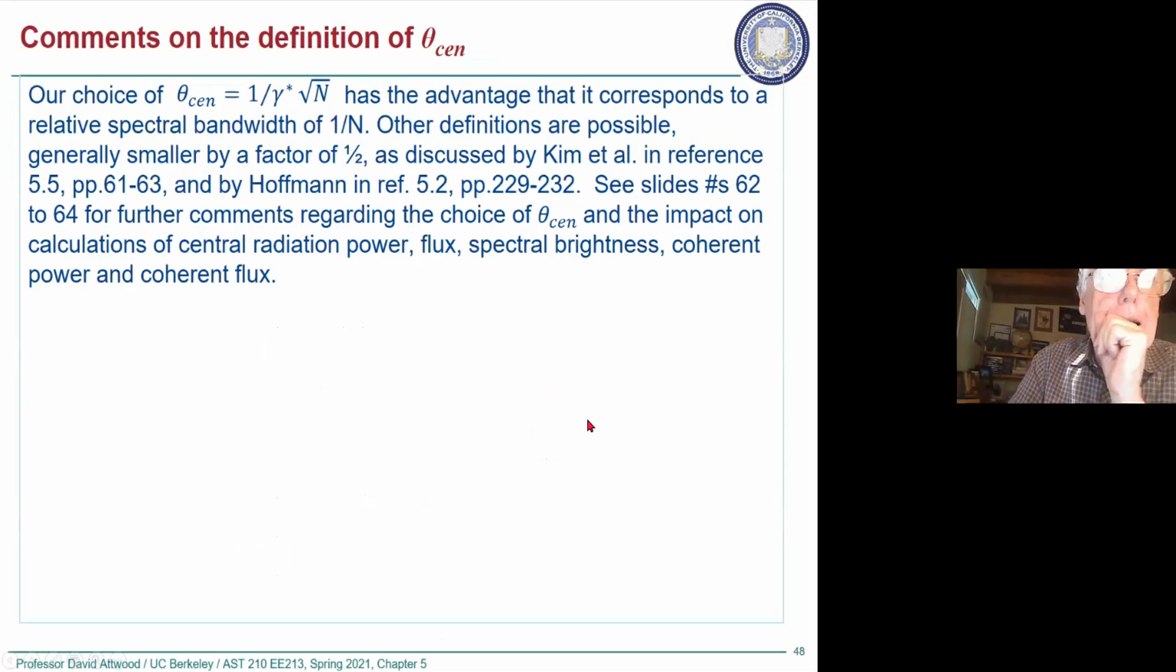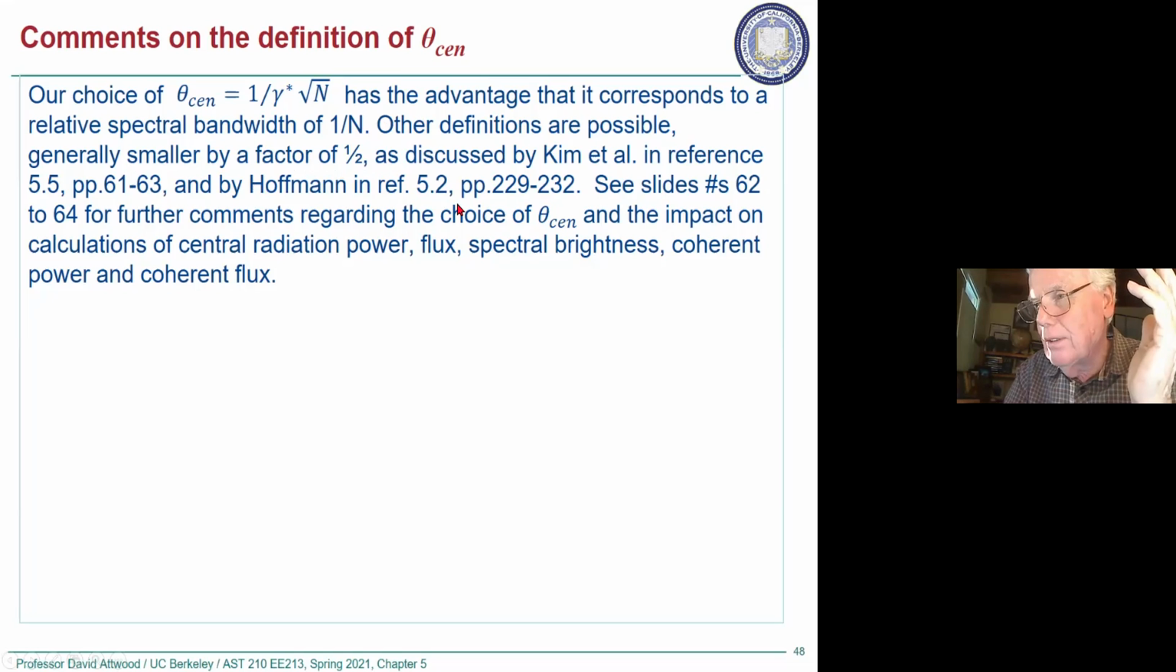Well, this is something you should know, just in case you're reading the literature. Our choice, we define theta central as 1 over gamma star square root of n, and it has the advantage that it corresponds to a relative spectral bandwidth of 1 over n. It was a definition. We want to know what angle contained 1 over n. Other definitions are possible, and generally those angles are smaller by a half. And I give some references here to Kim and Hoffman and some others.